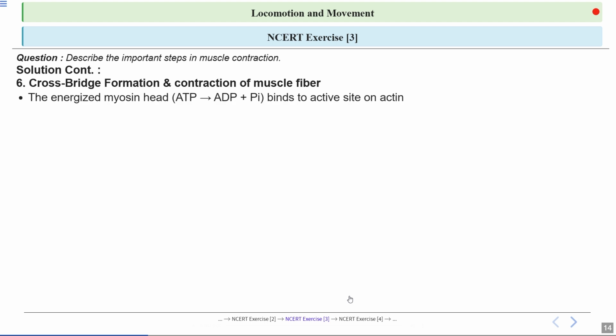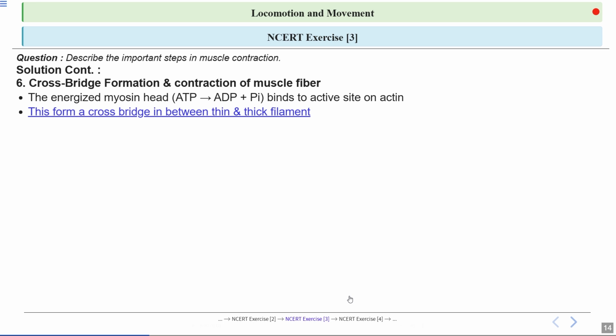Here, the myosin head, which is energized by the breakdown of ATP into ADP and phosphate, attaches to the active site on the actin filament. So you can think of ATP as a fuel that powers the myosin head, like winding up a toy car before it moves. So this energy is necessary for the myosin to grab onto actin.